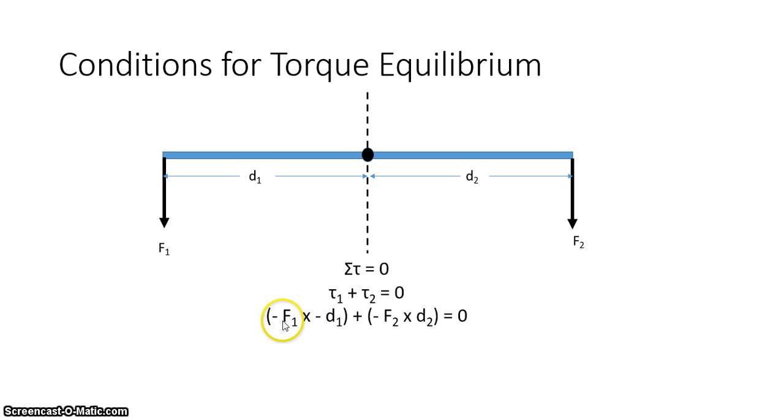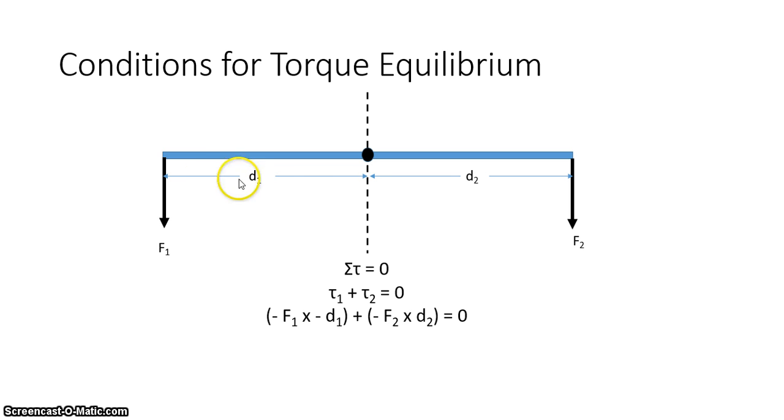And negative F1 times negative D1 plus negative F2, let's bring that up, negative F2 times D2 all has to be equal to zero. In this case, we have negative F1 because the force is pointing downward. We have negative F2 because this force is pointing downward.